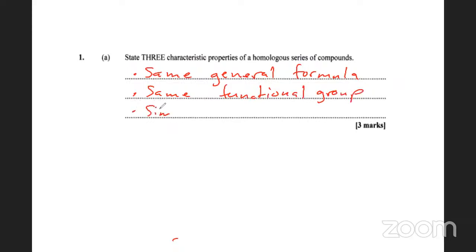All right, three characteristics of a homologous series. Let me just answer that. They should have the same general formula, the same functional group, and similar chemical properties. Just take a screenshot of that. I'm going to scroll down.